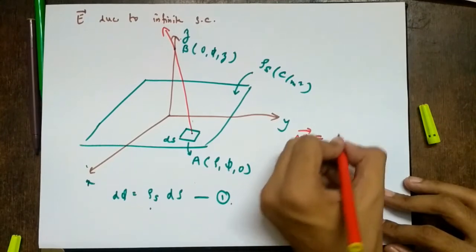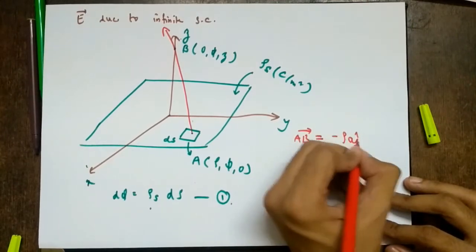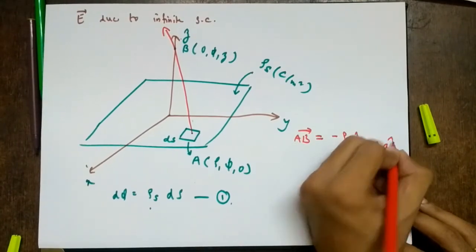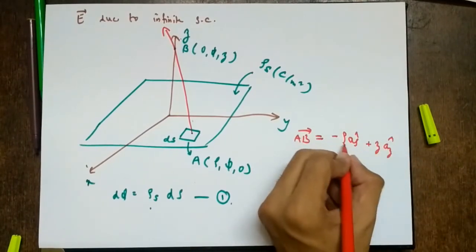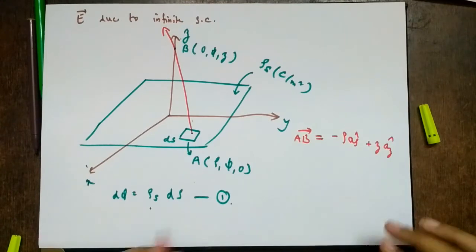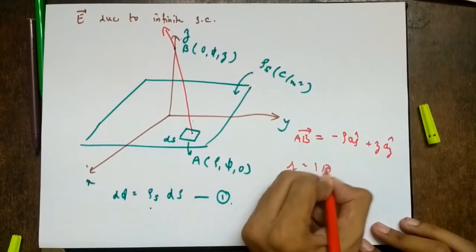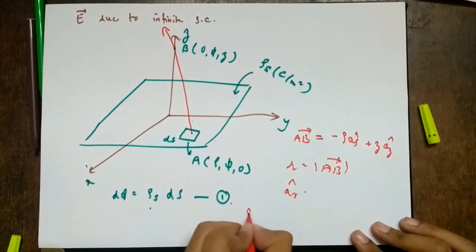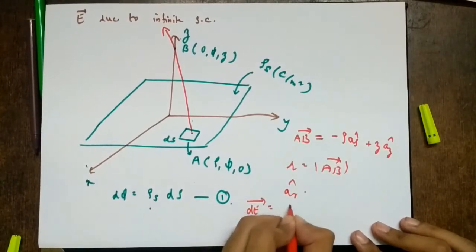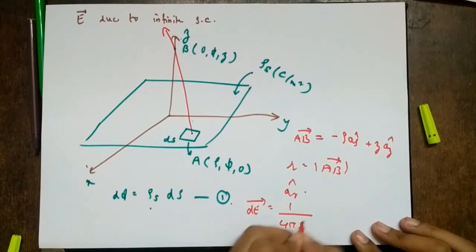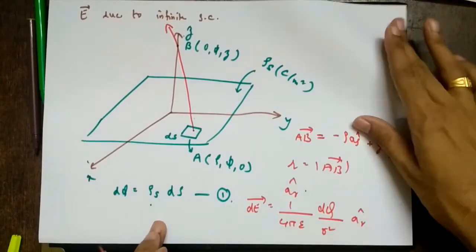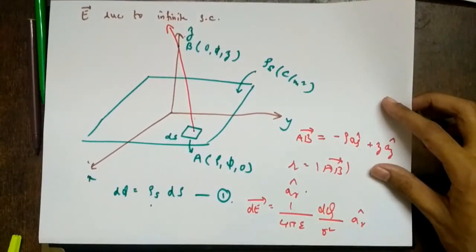Again I will not solve this, I will just write it directly. So minus rho arrow cap plus z az cap. What is the difference? Instead of plus minus, you are getting minus plus as compared to line charge. Then you will find r, the magnitude of AB vector. Then you will find ar cap. Then you will say dE vector, since it is a point charge, is 1 upon 4 pi epsilon dq by r square ar cap. So we will substitute here, right?